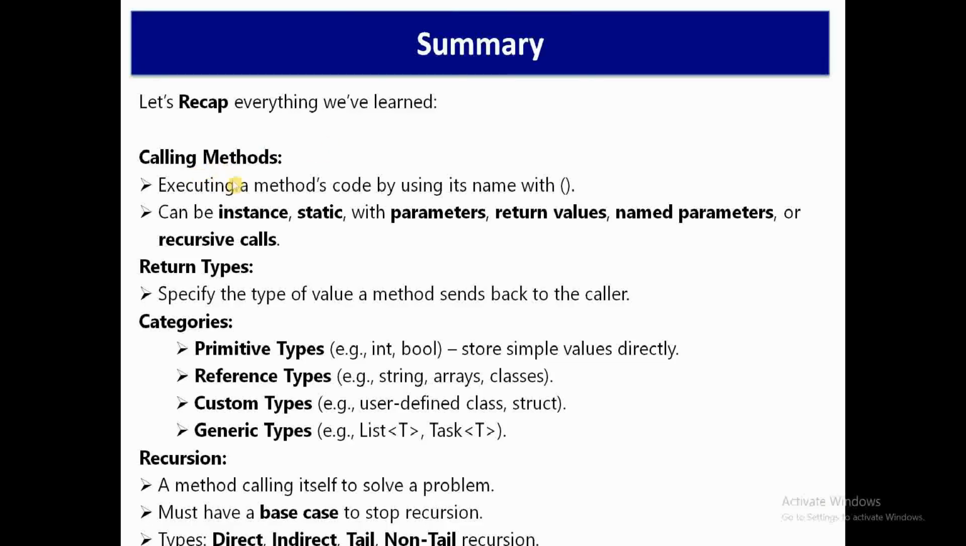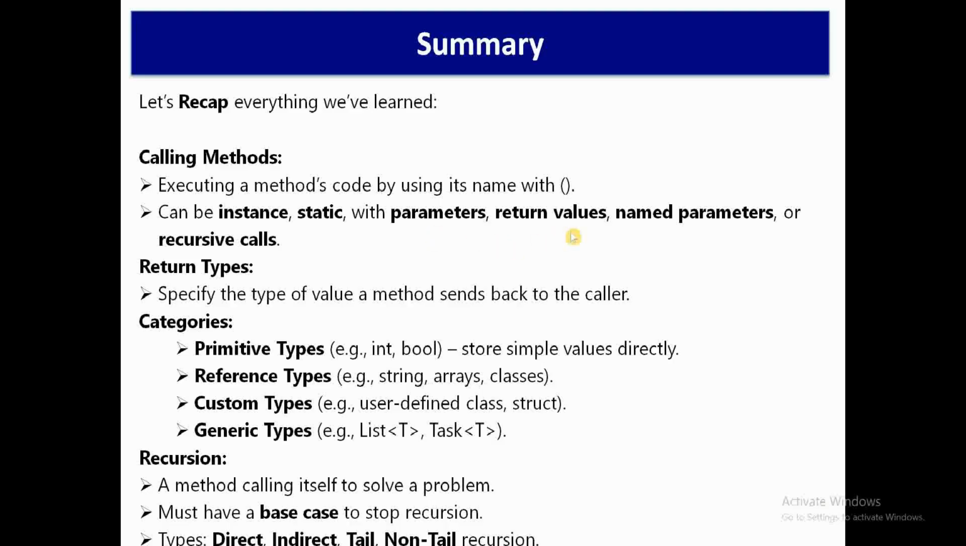First one, calling methods. How to call a method. We already know about that: executing a method's code by using its name with the parentheses. If we want to invoke any method from the main method, then we can call it with the parentheses. We can use instance calling or static method calling. Instance calling means first we have to create the instance of that particular class, then we can invoke that particular method. For static, we can directly use the class name with the method name and the parentheses. Parameters are optional.